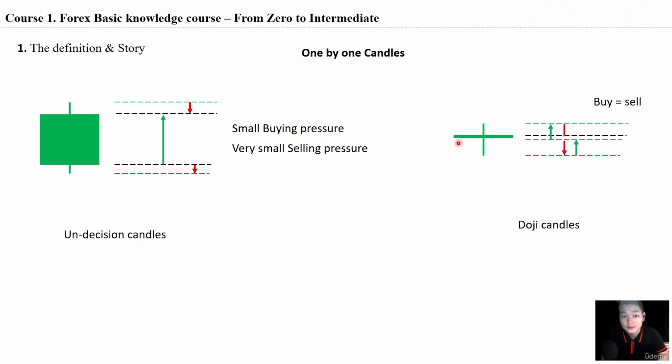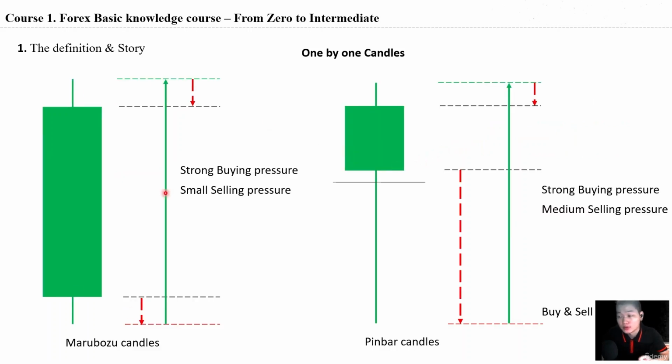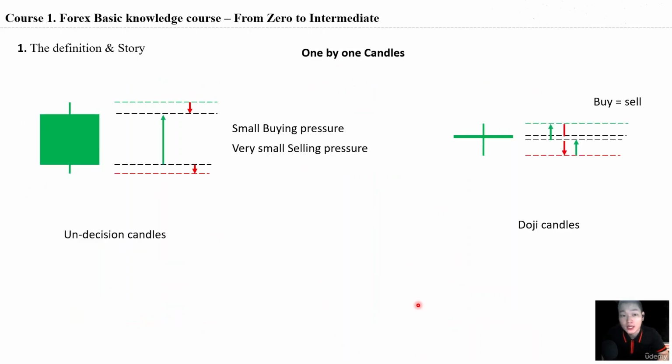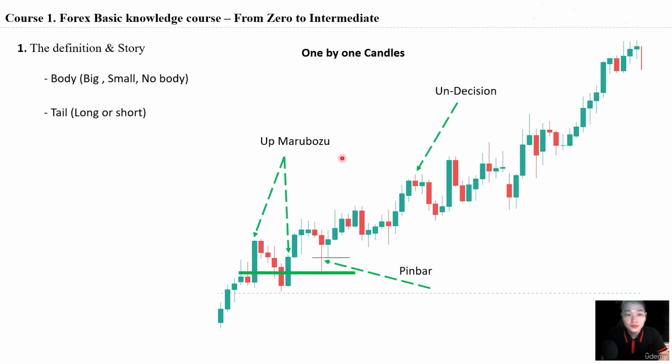And you only need to remember 2 types of candles when you look at candles one by one. The first one is the Marubozu candle and the second one is the Binba candle. They are more important. The spinning top candle you can skip, don't care about it. And the next one, I recommend that when you look at one candle, you focus on the body and the tail.